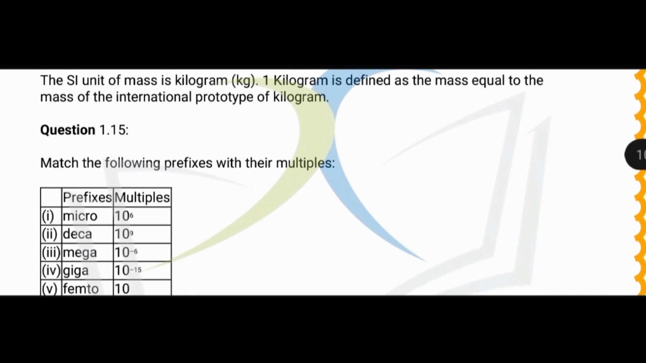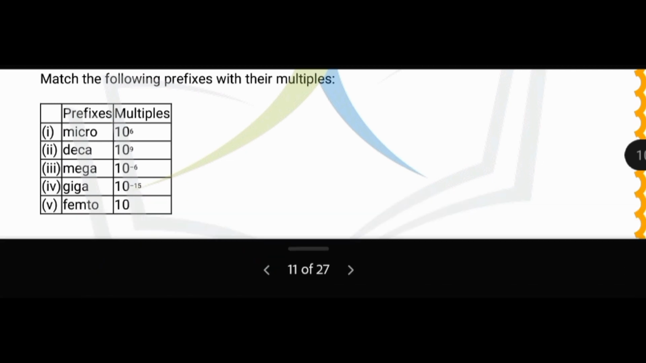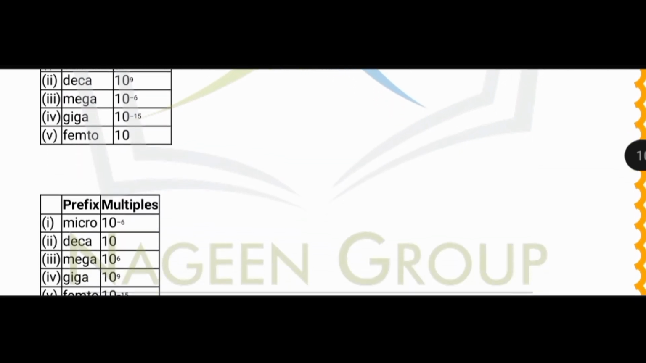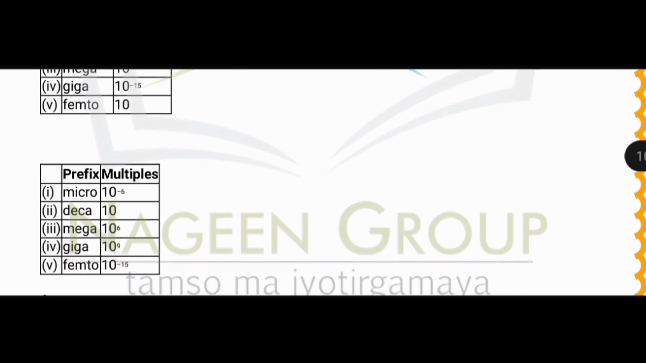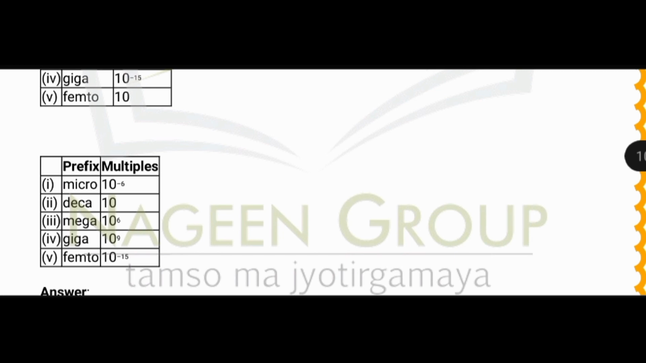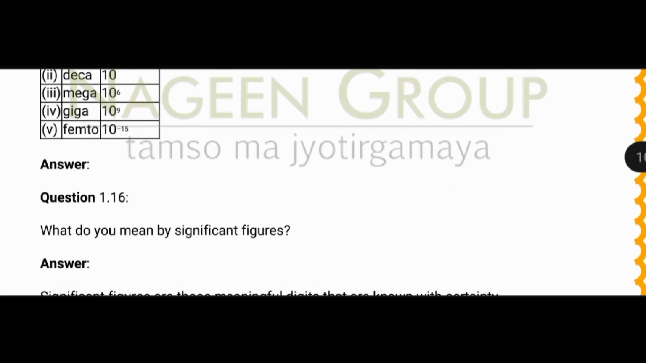Now next question is, match the following prefixes with multiples: micro, deca, mega, giga, femto. Now micro will be 10 to the power minus 6, deca 10 to the power 1, mega 10 to the power 6, giga 10 to the power 9, femto 10 to the power minus 15. Clear? Now next is the 16th question.